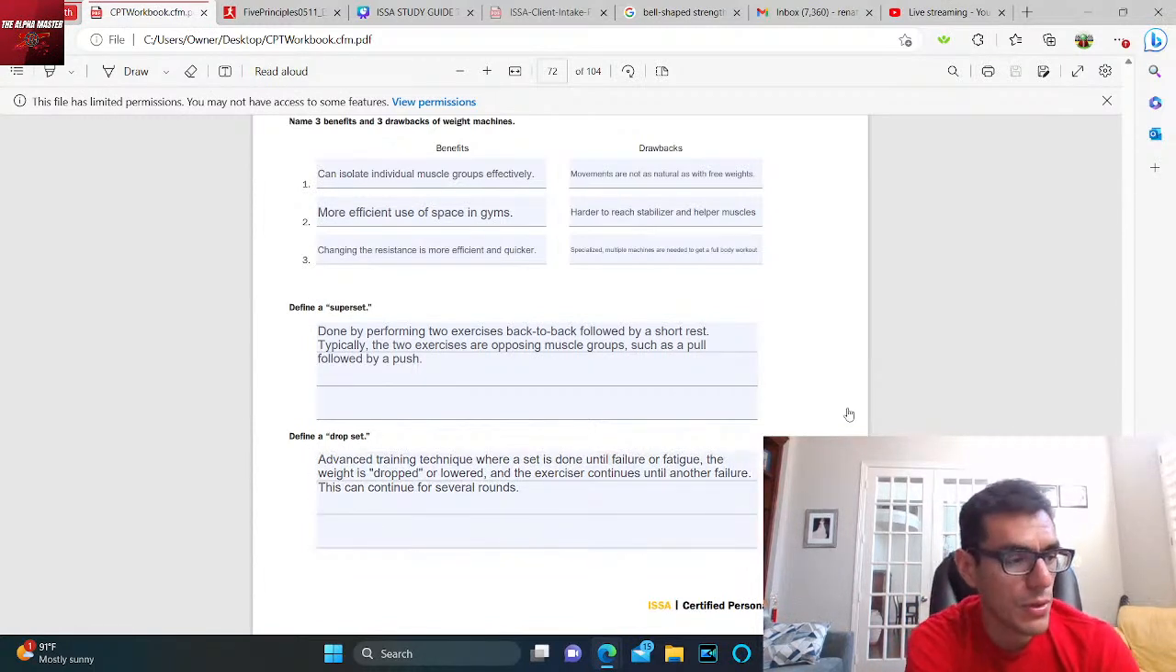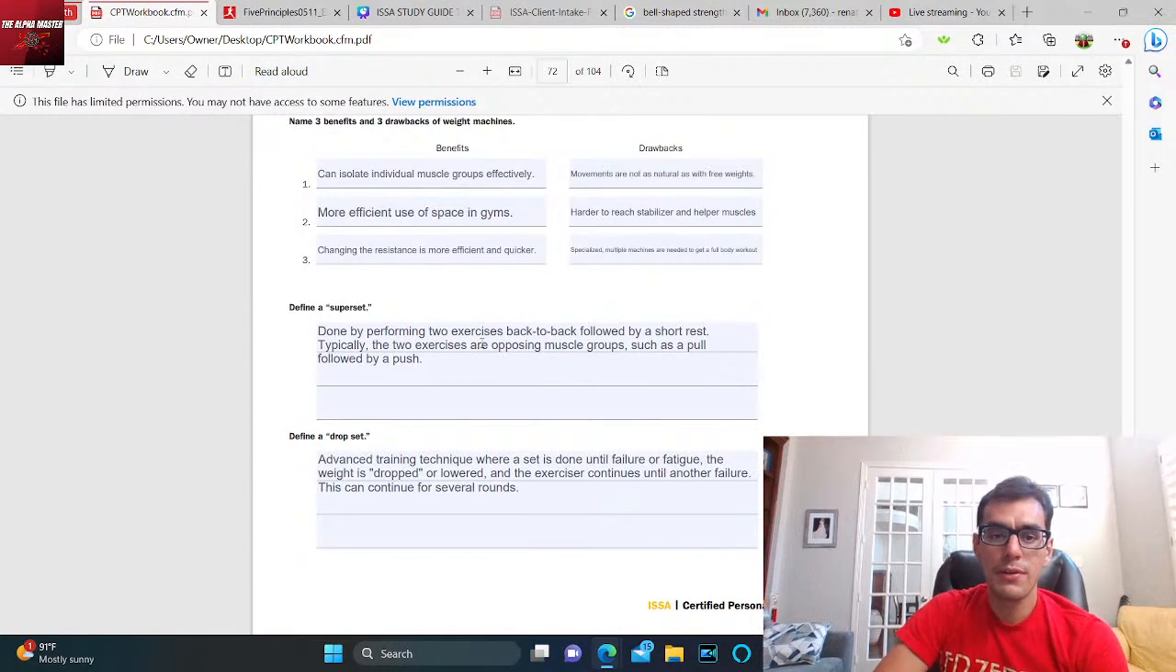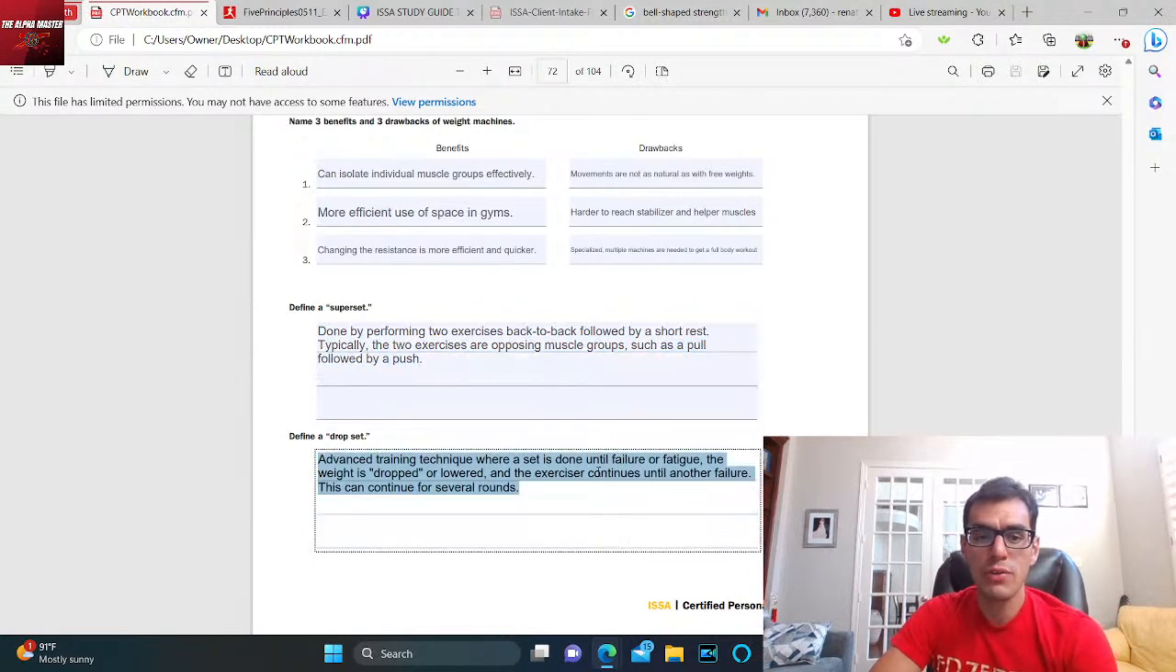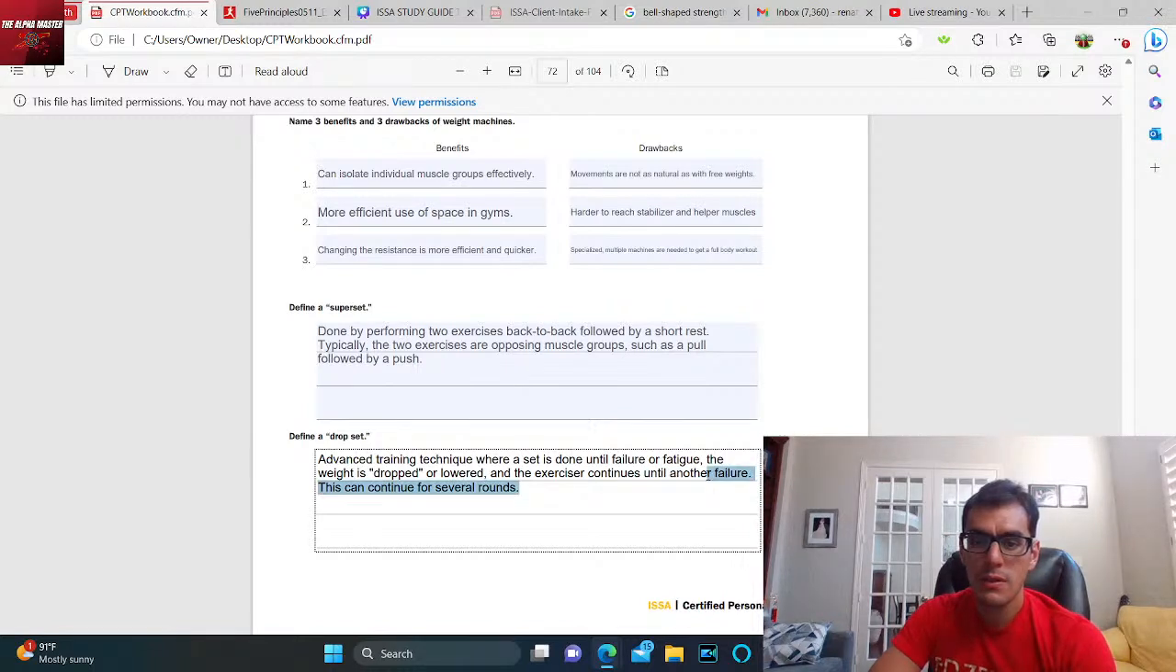That's the difference between a superset and a drop set. A superset is done by performing two sets back to back followed by a short rest. Typically, the two sets are opposite muscle groups, such as a pull followed by a push. And a drop set is an advanced training technique where a set is done until failure or fatigue. The weight is dropped or lowered, and the exerciser continues until another failure.